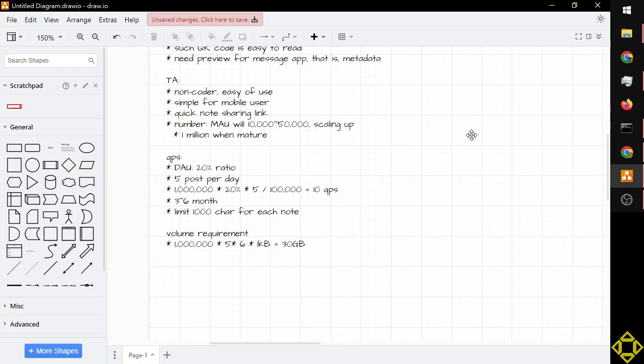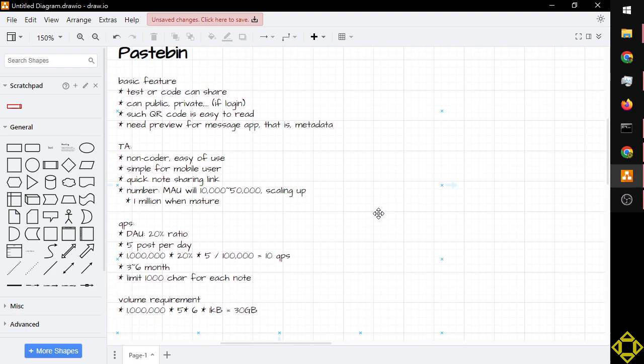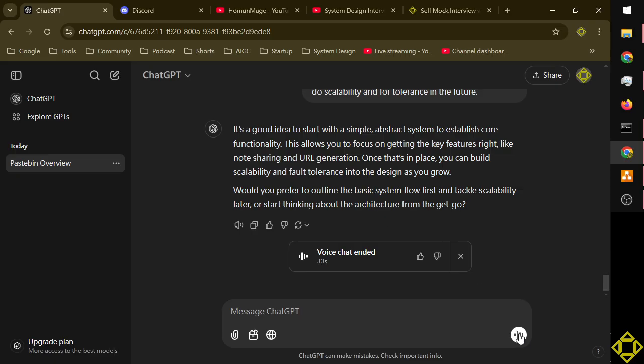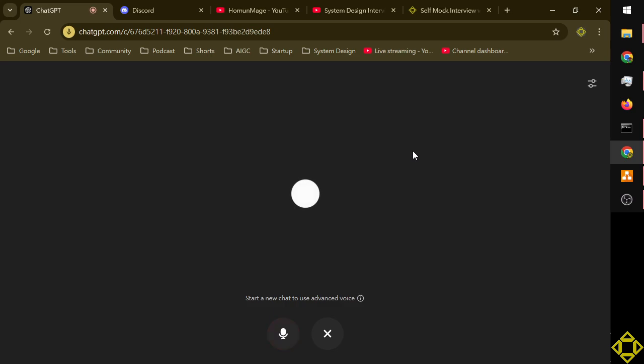Okay, because this is relatively simple, so we will skip API design. This is a relatively simple case. I think we can skip API design, right?